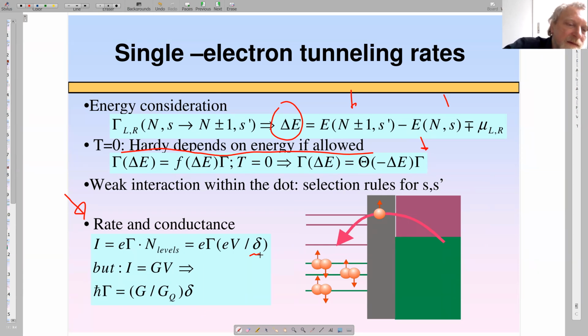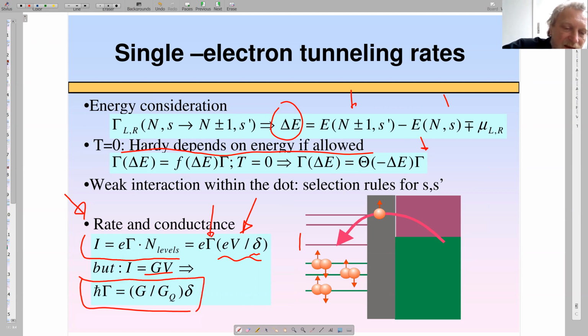Let me now compute the total current. Suppose I've emptied n levels over here, and I wait for transitions of electrons to the emptied levels. Then the total current will be proportional to the number of empty levels, and that will be given by the number of levels in an energy strip of the order of the voltage. So we got current proportional to voltage, but the proportionality coefficient is eventually the conductance. So that relates the decay rate gamma to the conductance of the dot.